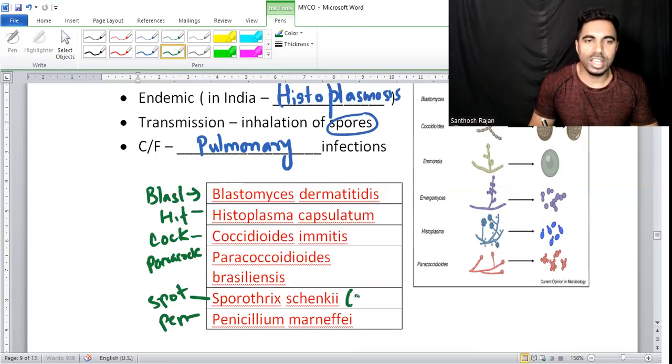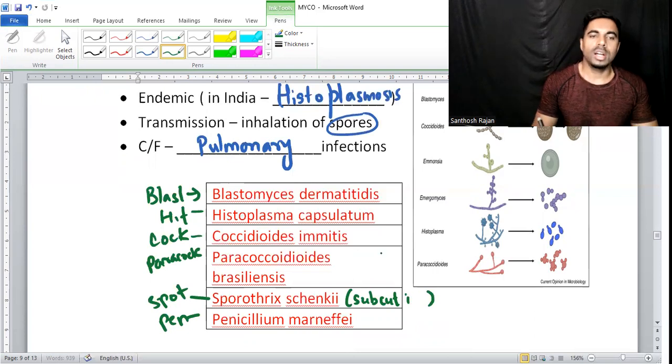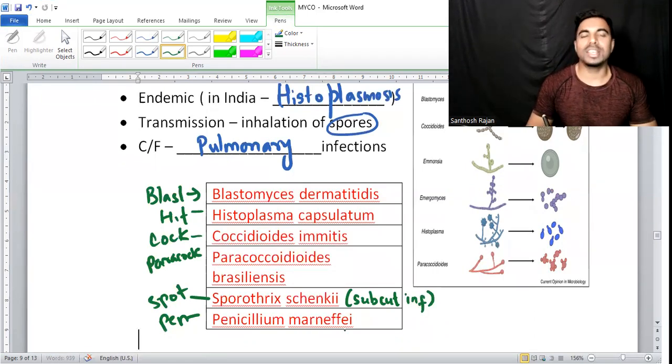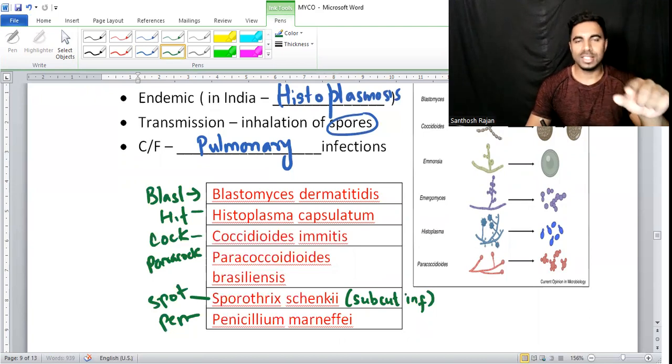Only sporothrix schenckii goes in subcutaneous mycosis, subcutaneous fungal infection. The rest all cause pulmonary infection. Even sporothrix can, as a complication, cause pulmonary infection, but specifically sporothrix causes more subcutaneous. You remember the rose gardener's disease, that is the one. Rose gardener's disease and asteroid body are specific to sporothrix.